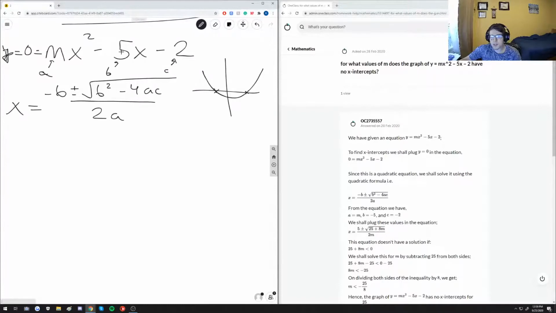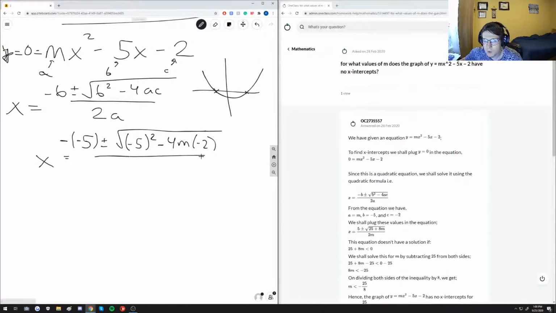So a is m, b is negative 5 because we have to take that minus sign into account, and c is negative 2. Plugging in for our a, b, and c, let's take this slow: x equals negative minus 5, plus or minus the square root of minus 5 squared minus 4, where a is m and c is minus 2, all over 2a, which is 2m.